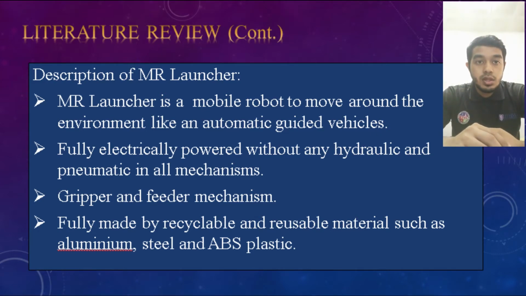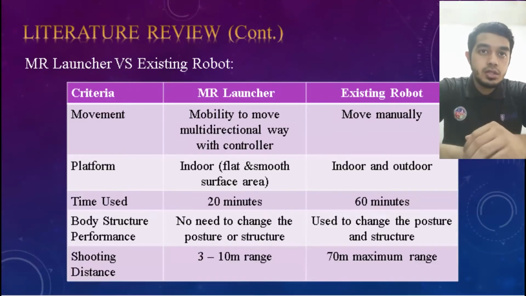The third one is that the MR launcher is also designed with a gripper and feeder mechanism. The gripper functions to grip the balls and put them on top of the MR launcher, and then the feeder mechanism pushes the balls directly to the launching mechanism. The last point is that it is fully made of recyclable and reusable materials such as aluminium, steel, and ABS plastic.